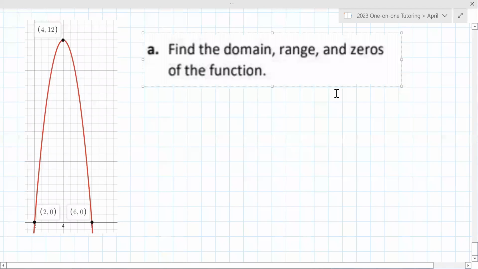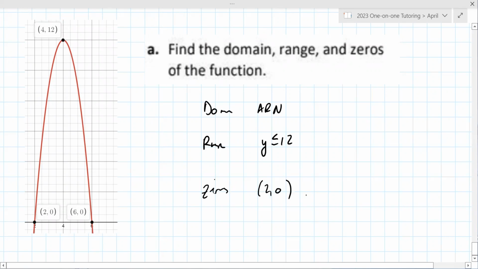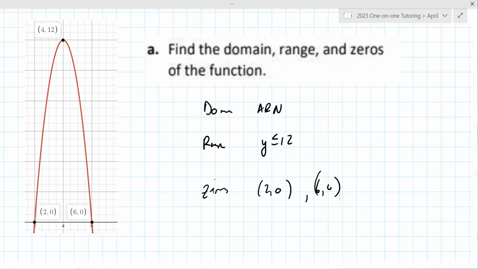Okay, so the domain is all real numbers. The range is y is less than or equal to 12. And the zeros are (2, 0) and (6, 0). Yes. You got it. All right, the next problem here, it said to write the function in standard form.